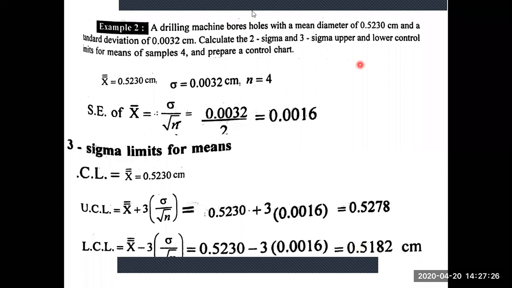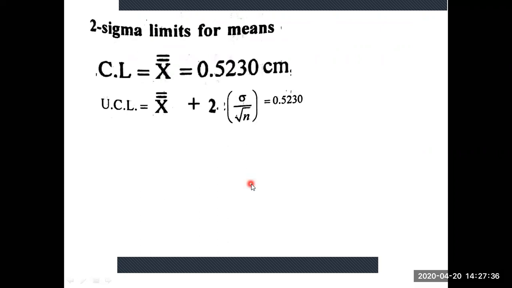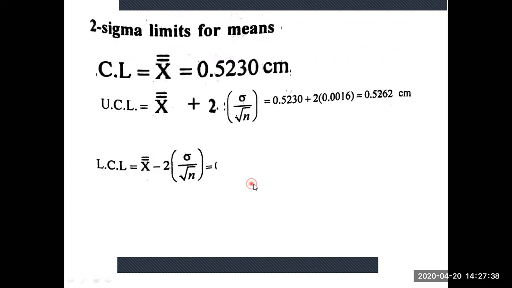Then he is asking for the 2 sigma limits. In place of 3, substitute 2, and you will get the 2 sigma limits. Control line is the same, upper control line is x double bar plus 2 into something, and lower control line is x double bar minus 2 into something. You will get the values like this. Okay, next model.